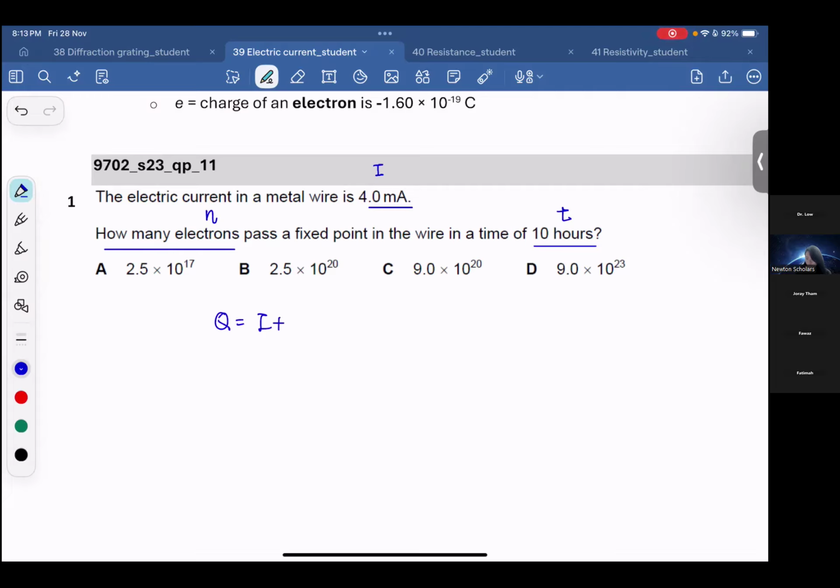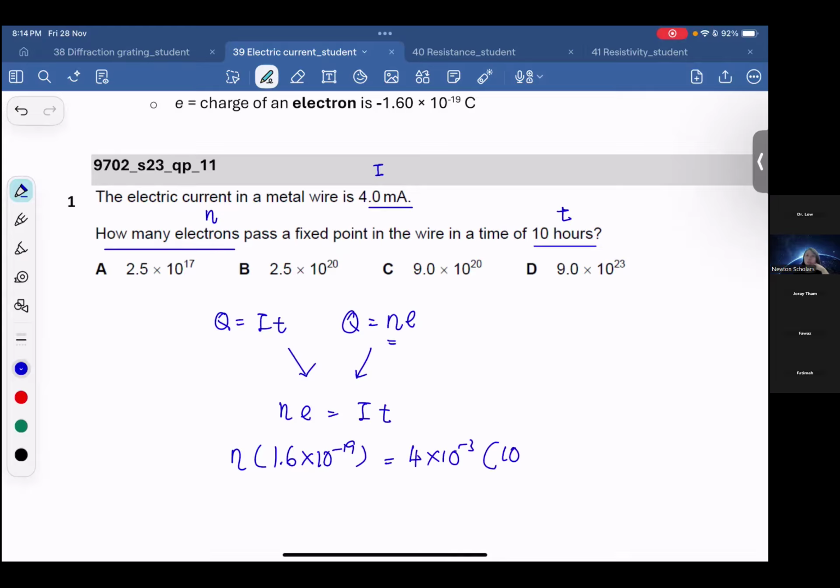Q equals to IT. Then Q equals to NE. So here we can find the N by combining these two formulas together. So NE equals to I times T, so N times 1.6 times 10 power of negative 19. This is a past year question. In the question, they won't tell you the charge of an electron, but you have to be very clear and know this value. So I is 4 times 10 power of negative 3. Time is 10 hours. Don't forget that you have to convert it into SI unit.